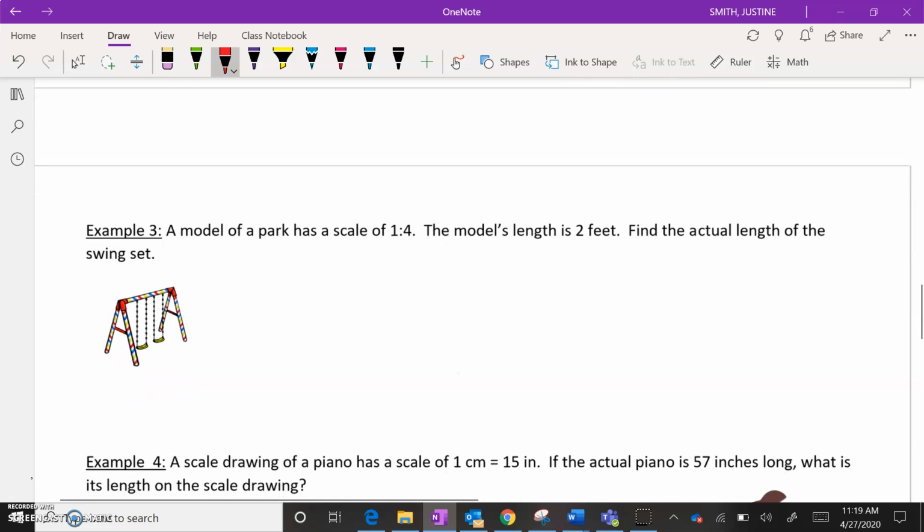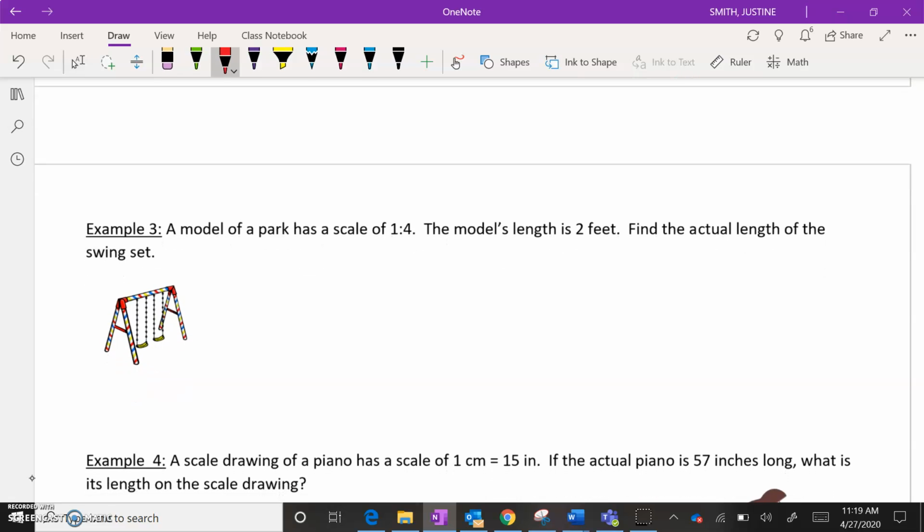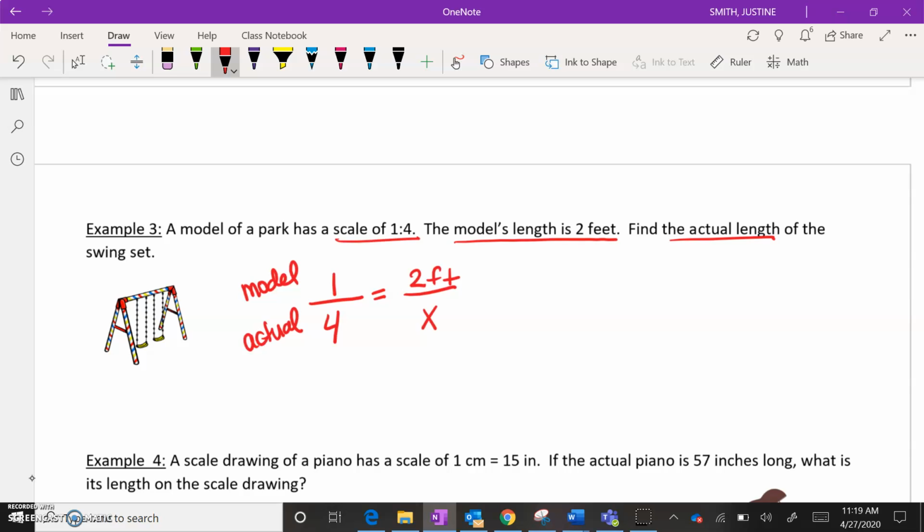All right, so continuing on here, again, we're doing the same sort of setup. So a model of a park has a scale of 1 to 4. So 1 to 4. And again, it's model over the actual. Okay, so the model's length is 2 feet. So again, I'm going to put the model's length on the top here. And it says find the actual length of the swing set. So we're finding the actual length, which goes on the bottom. So we can cross multiply, or if you remember, sometimes when we solve proportions, we say, okay, 1 times 2 gives us 2. So I could then do 4 times 2, which would give me 8 feet on the bottom.